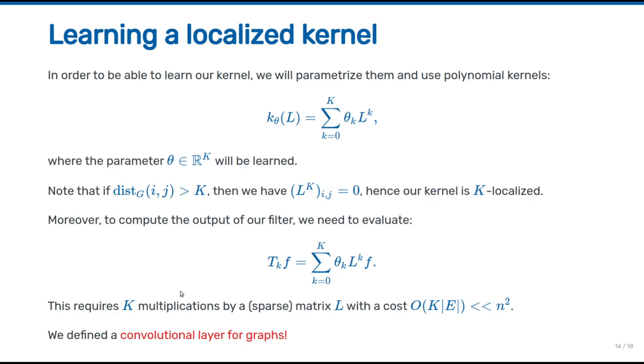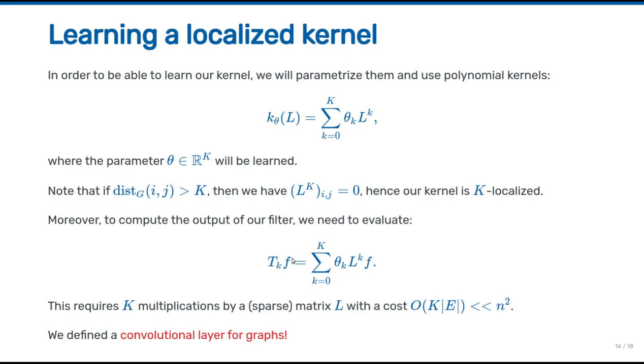Now, in terms of computation, what you need to do in order to compute this will correspond to what people call the forward pass in deep learning. The output of your convolution on a general signal on your graph is just k multiplications by a sparse matrix. Of course, if your original graph is sparse, then the matrix L is sparse, and then the cost is much smaller than the n squared number of possible edges in your graph.